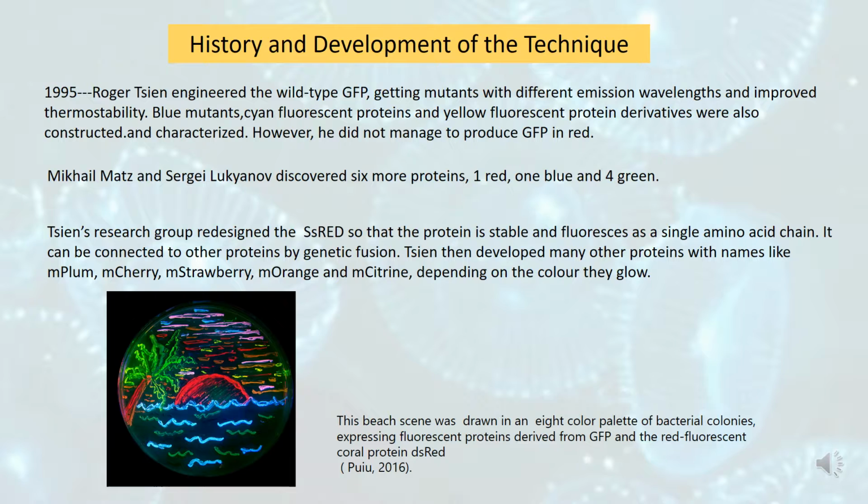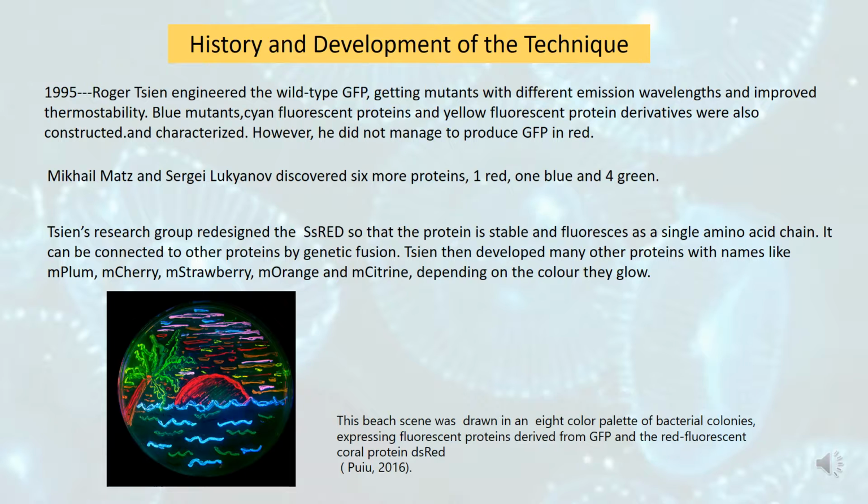Mikhail Matz and Sergei Lukyanov searched for GFP-like proteins in fluorescent corals and discovered six more proteins, one red, one blue, and the others green. Tsien's research group redesigned DsRed so that the protein is now stable and fluoresces as a single amino acid chain that can easily be connected to other proteins by genetic fusion.